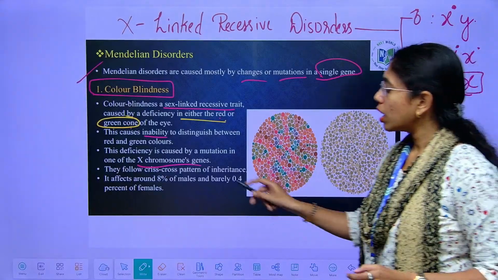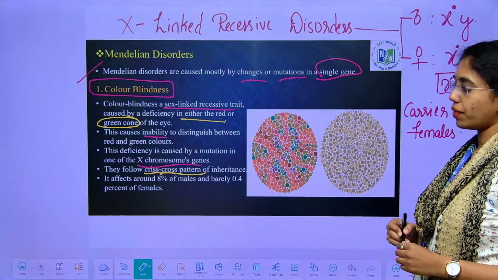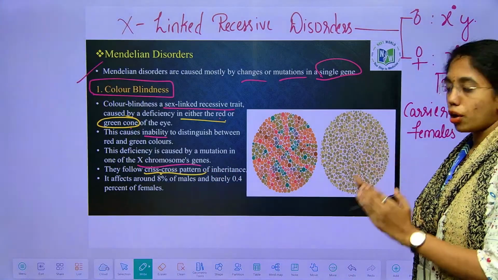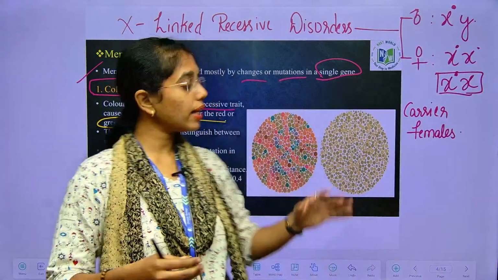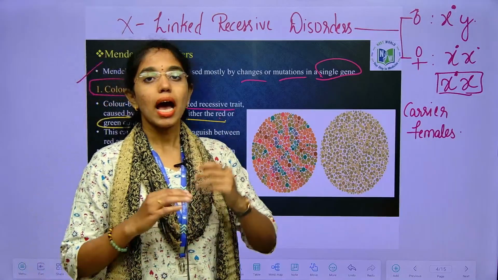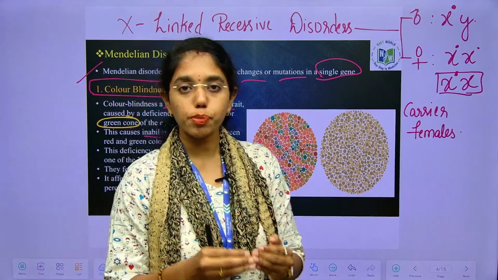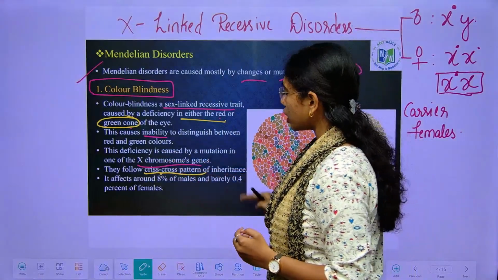They follow a crisscross pattern of inheritance. I will tell you the pattern of inheritance as well, because you will get application-based questions as well. In the next slide, we are going to work out the possible allelic combinations and the probability of the offspring being affected with this disease.